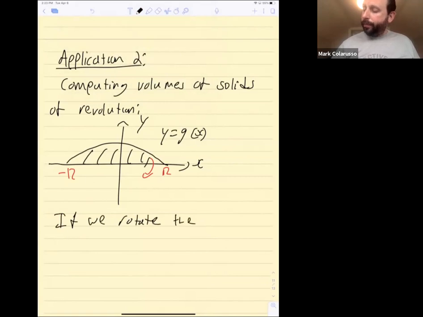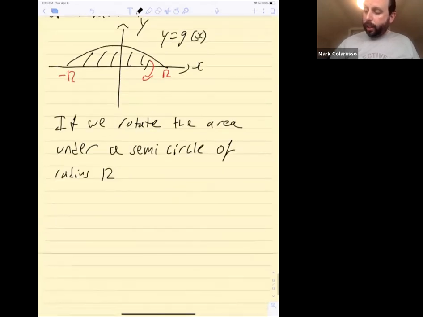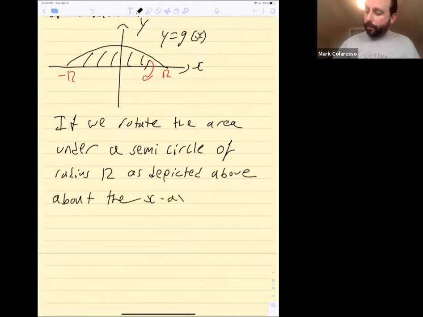the area under a semicircle of radius r, as depicted above, about the x-axis, it will produce a sphere of radius r. So kind of play with it a bit in your head.